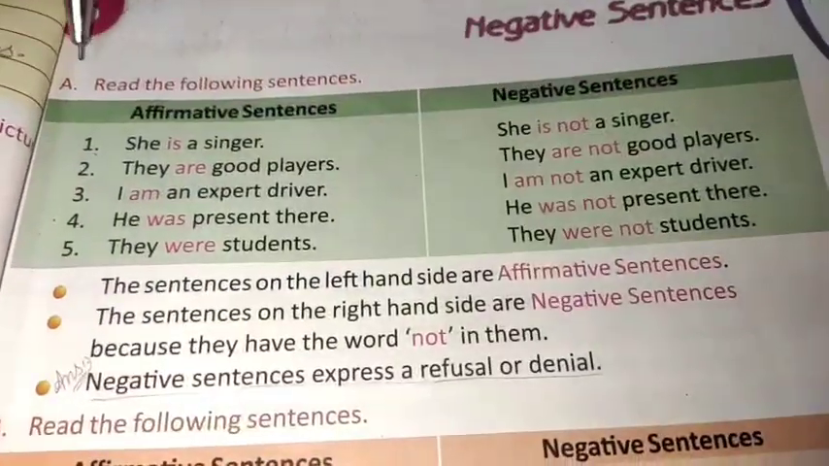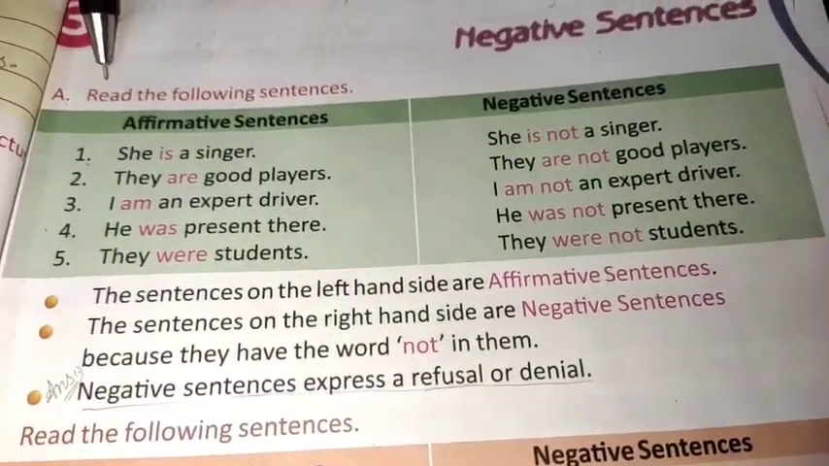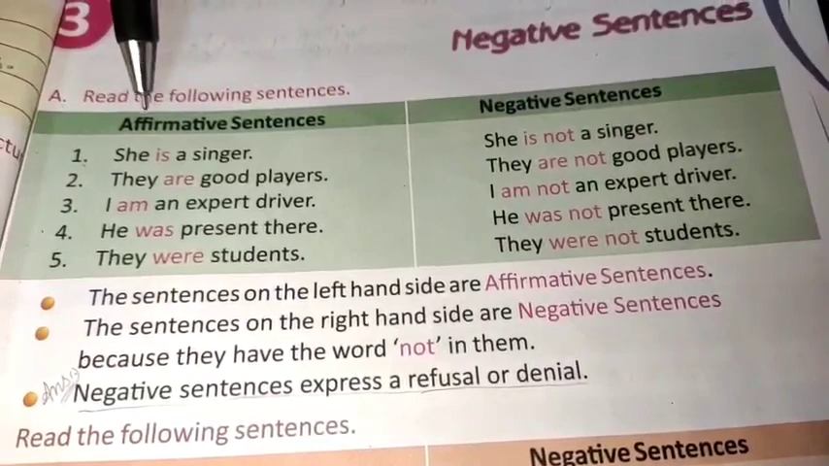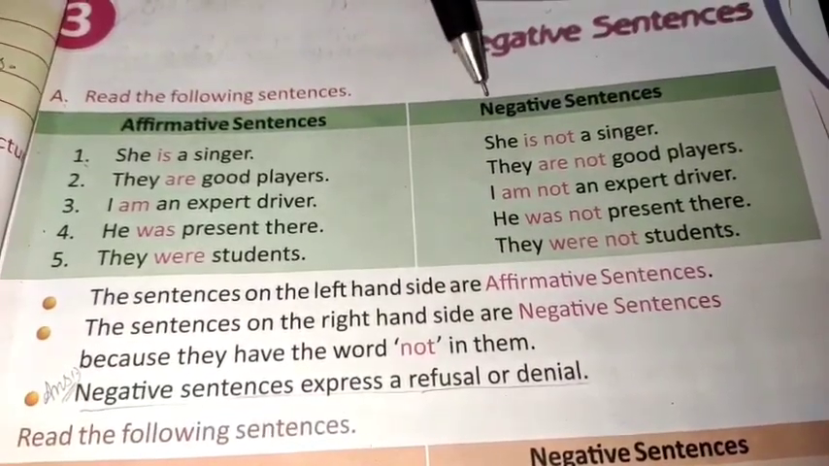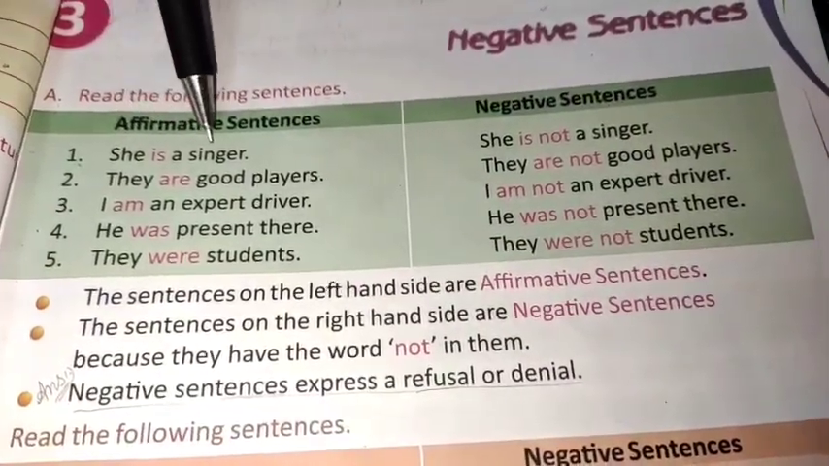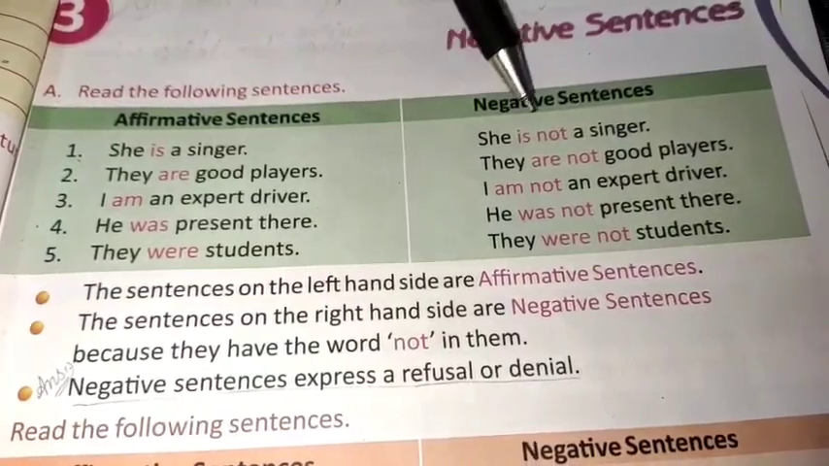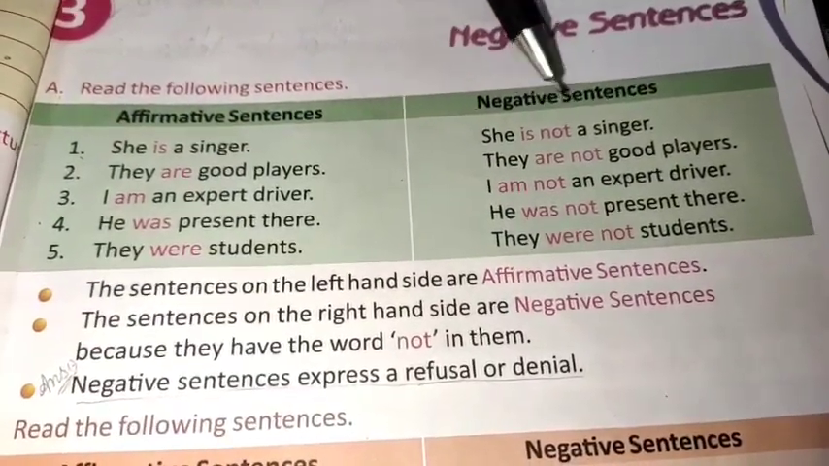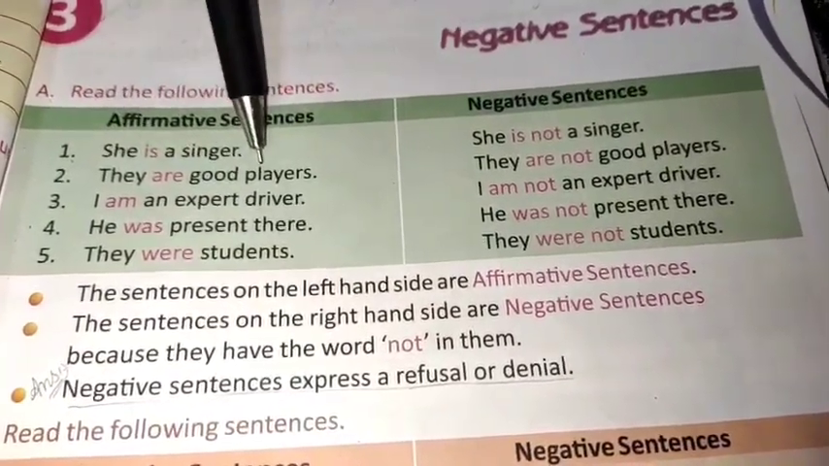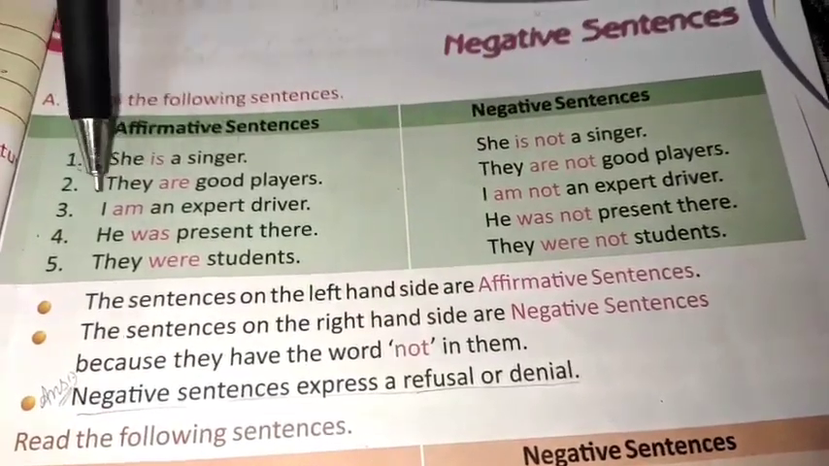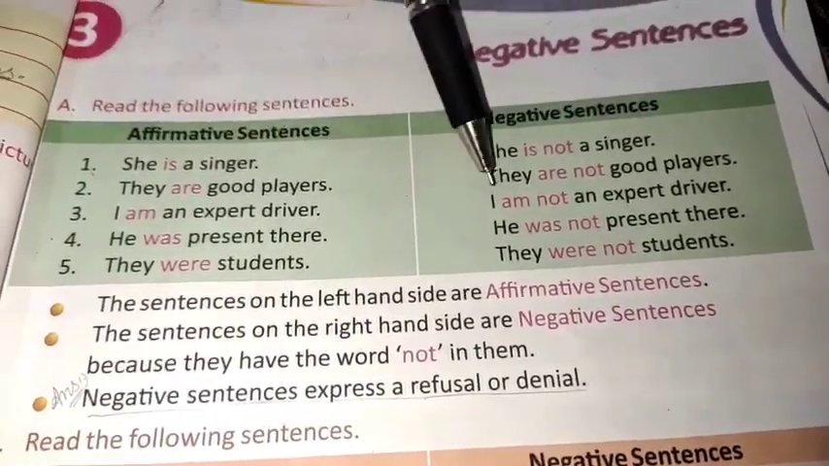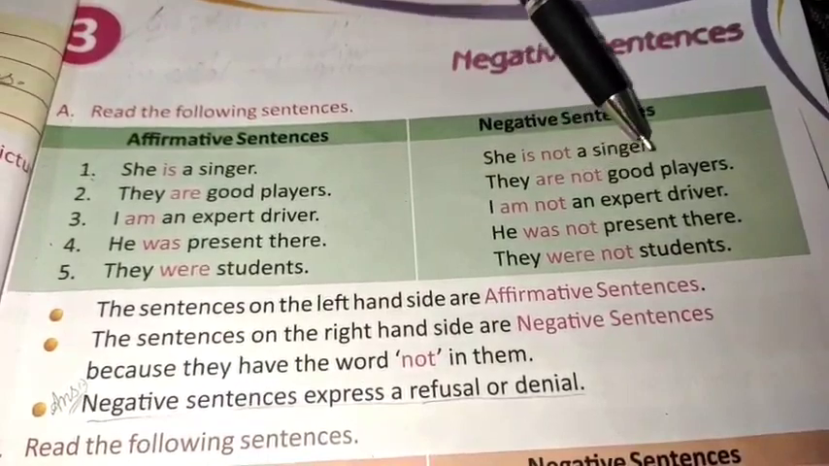First of all, we will read these sentences. Read the following sentences: affirmative sentences and negative sentences. She is a singer, she is not a singer. Not is added there. They are good players, they are not good players. I am an expert driver, I am not an expert driver.